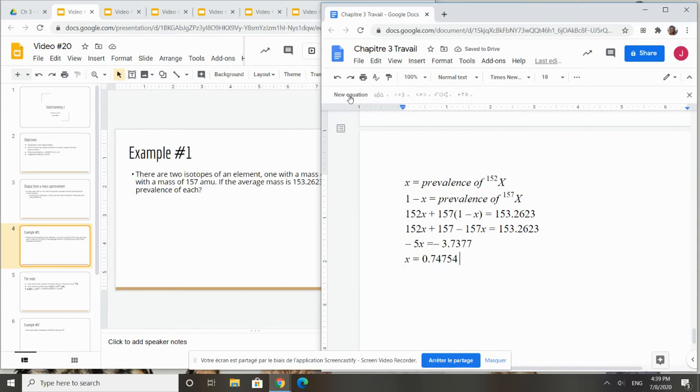Once you get X, the prevalence, you could either leave it as 0.74754, or I like to do it as a percentage, but you could have left it as the decimal and it would have been fine. Then I just do 1 minus it to get the percentage of the other one. These are not sig fig problems because these values are treated as sort of constant, so you could have rounded differently and that would also have been correct. Pretty much every mass spec problem is going to be similar to this.